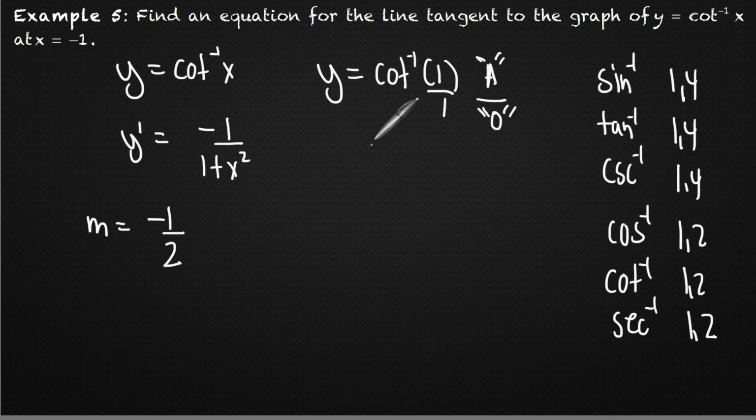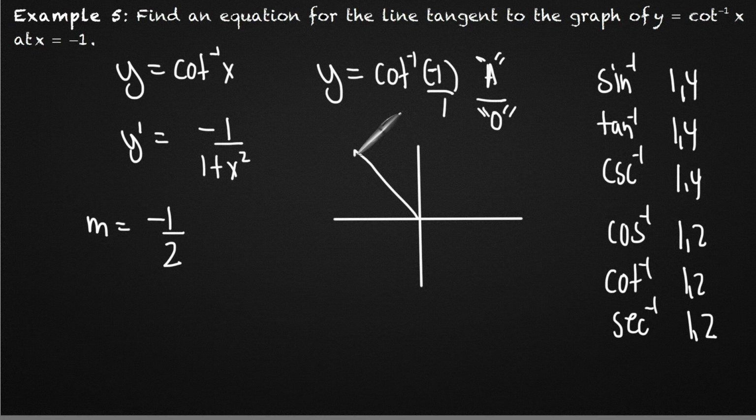So if we're looking for, actually this should be negative 1, actually. If we're looking for the angle that has an adjacent side of negative 1 and an opposite side of 1, for the cotangent, we will put it in quadrant 2. So we're going to make a triangle in quadrant 2.